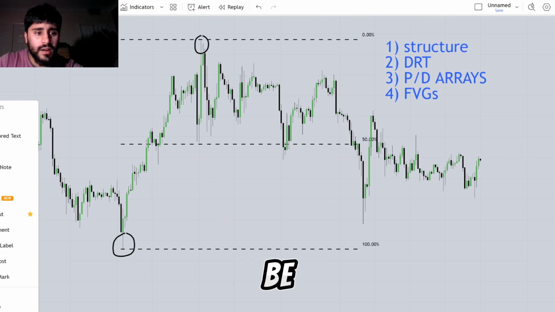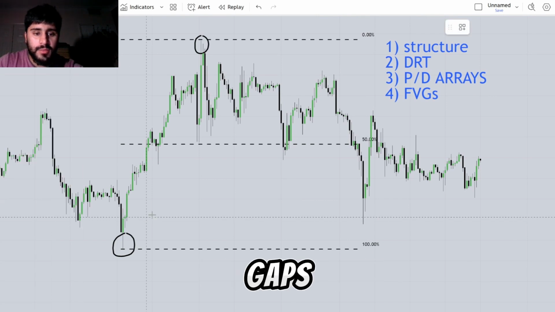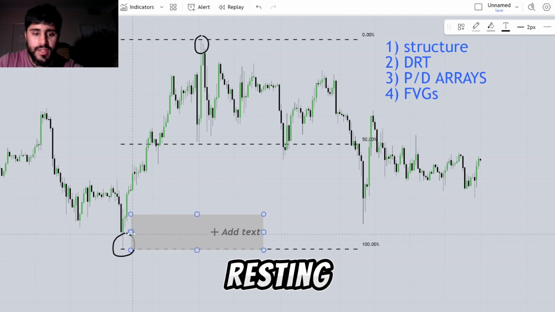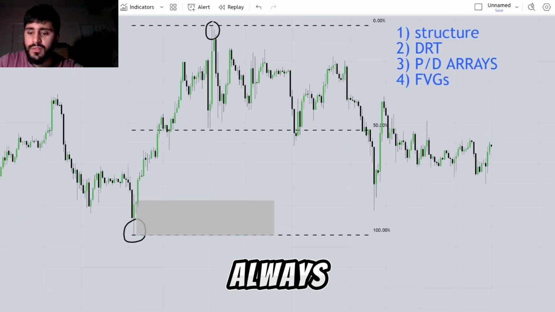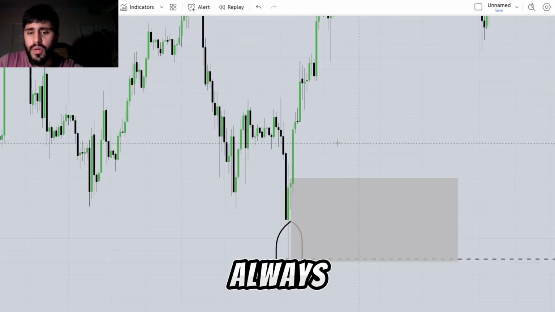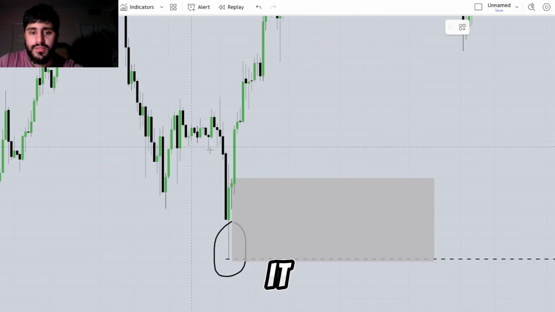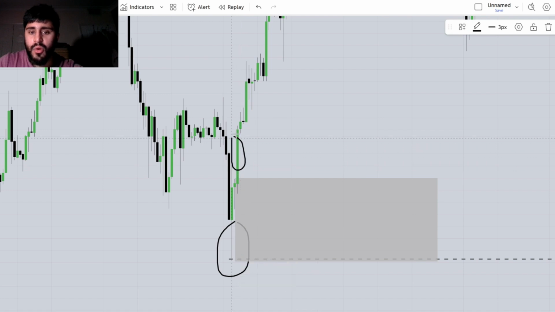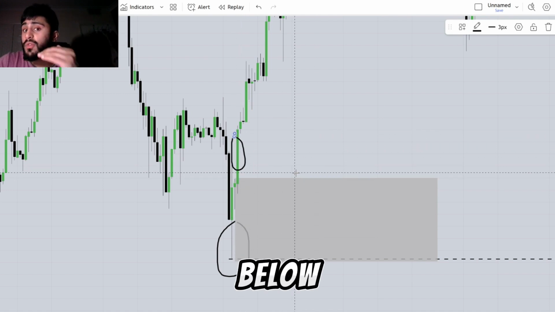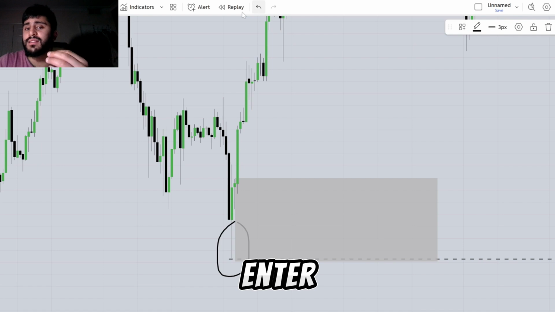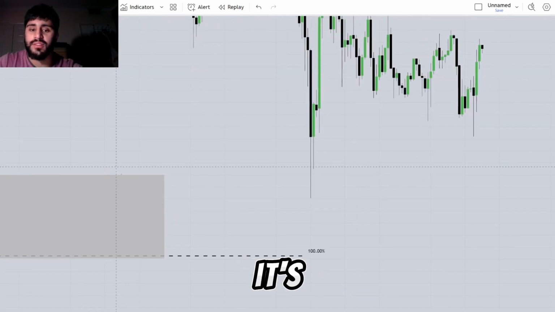Now from here, we're going to be understanding where the fair value gaps actually are. So we have a fair value gap resting over here. Notice how I always mark the candle before, because this is the fair value gap, right? I just want people to understand this. We simply mark the candle below that because we are looking for price to enter and fill this fair value gap, right? It's as simple as that.